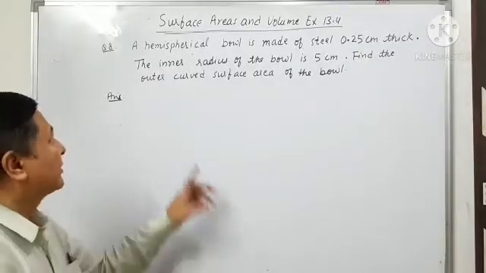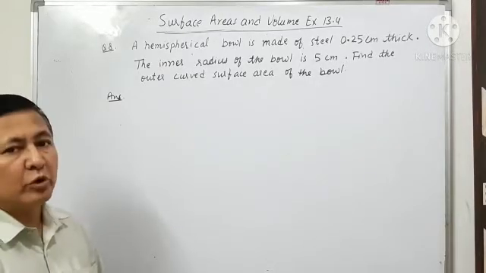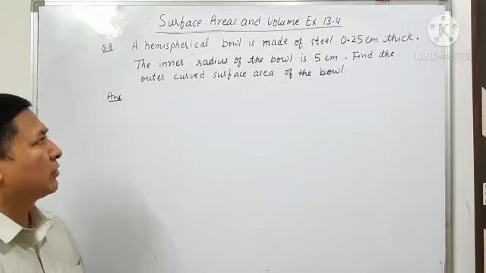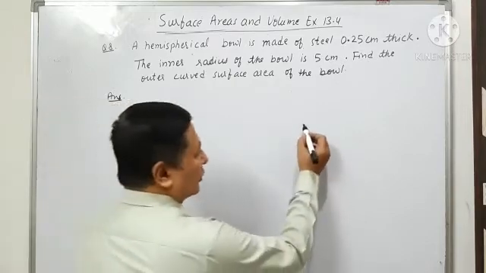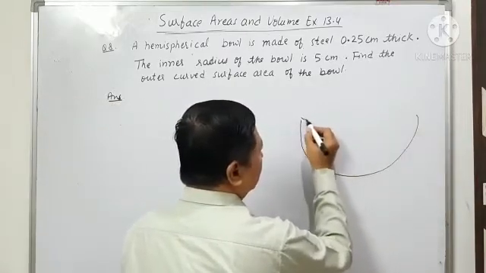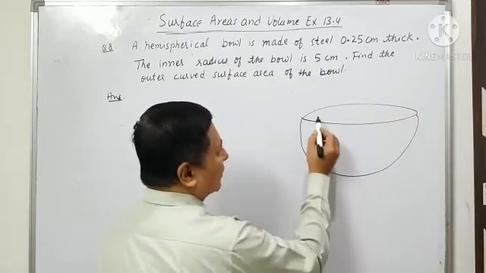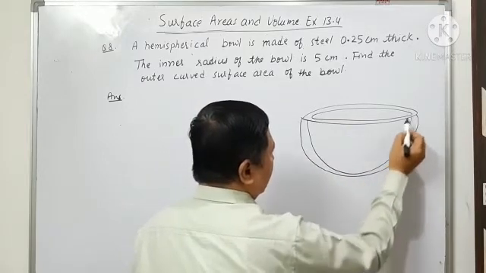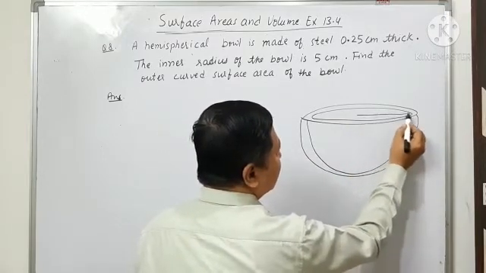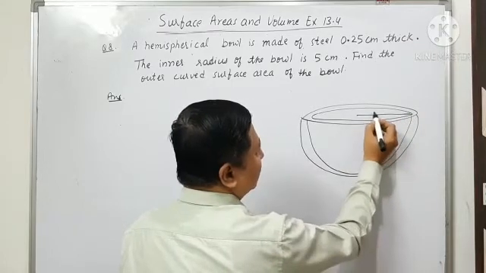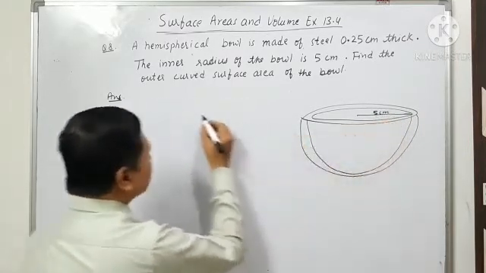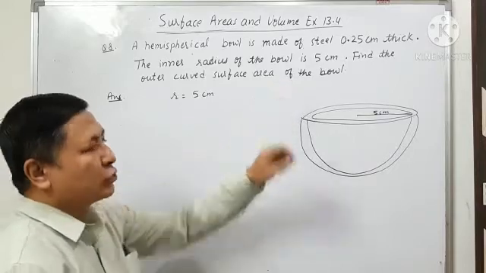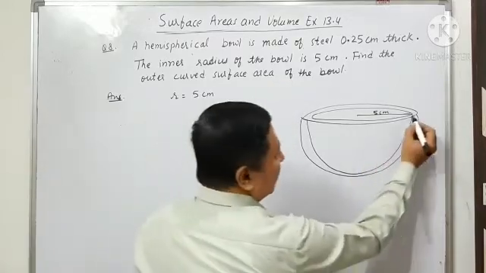Let us solve question number 8. A hemispherical bowl is made up of steel 0.25 cm thick. The inner radius of the bowl is 5 cm. Find the outer curved surface area of the bowl. Now I am drawing the diagram of the hemispherical bowl. This is the hemispherical bowl. This is the inner radius, and that is given as 5 cm. So that means small r is equals to 5 cm, and it is given that it is 0.25 cm thick. So we add the thickness also here.